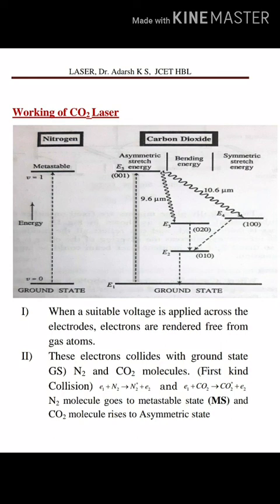Now we will discuss the working of the laser. Suppose an electron collides with the ground state molecules of carbon dioxide and nitrogen. The ground state carbon dioxide molecule goes to the asymmetric state, that is the E5 level. And similarly the ground state nitrogen molecule goes to the metastable state. So this kind of collision is called first kind collision.